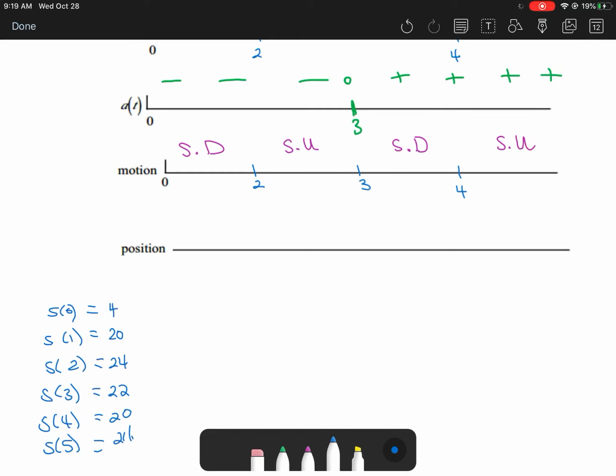Okay, so let's just see how that would look. So we have 4, and then it's at 20, we'll go 22 and 24. So the particle, I'm just going to go ahead and do this. And here's how it's traveling.